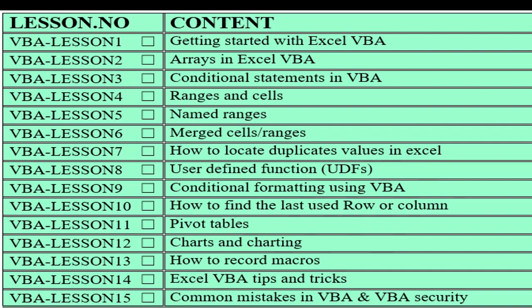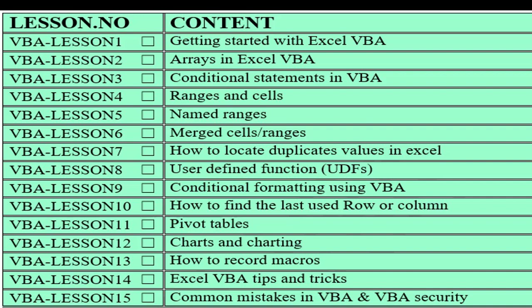We shall look at conditional statements. We shall look at ranges and cells, named ranges. In lesson 6, we shall look at merged cells, stroke ranges. Lesson 7, we shall look at how to locate duplicate values in a range. Then lesson 8, we shall look at how to use and create user-defined functions. We shall look at conditional formatting using VBA. Then here we shall also look at how to work with tables in VBA.